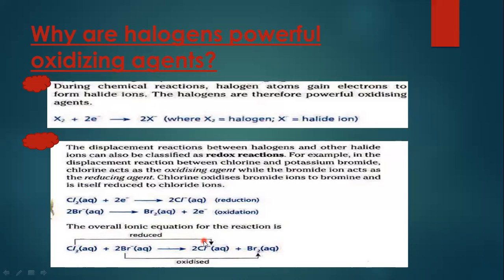Okay, so those were some important properties of group 7 elements or halogens, and that was all about today's lecture.